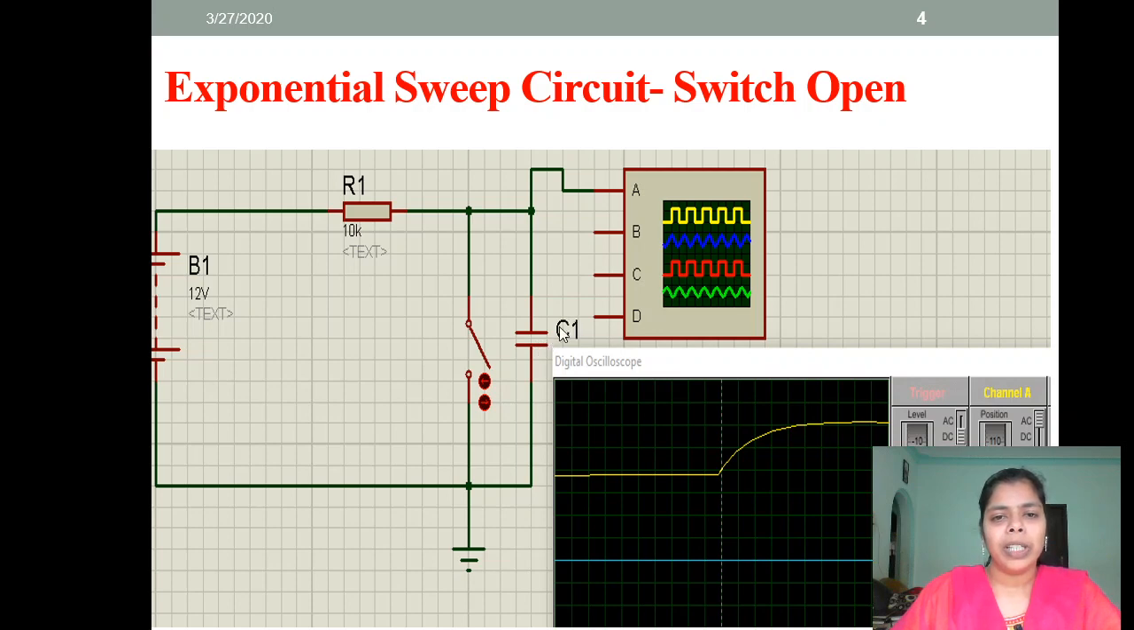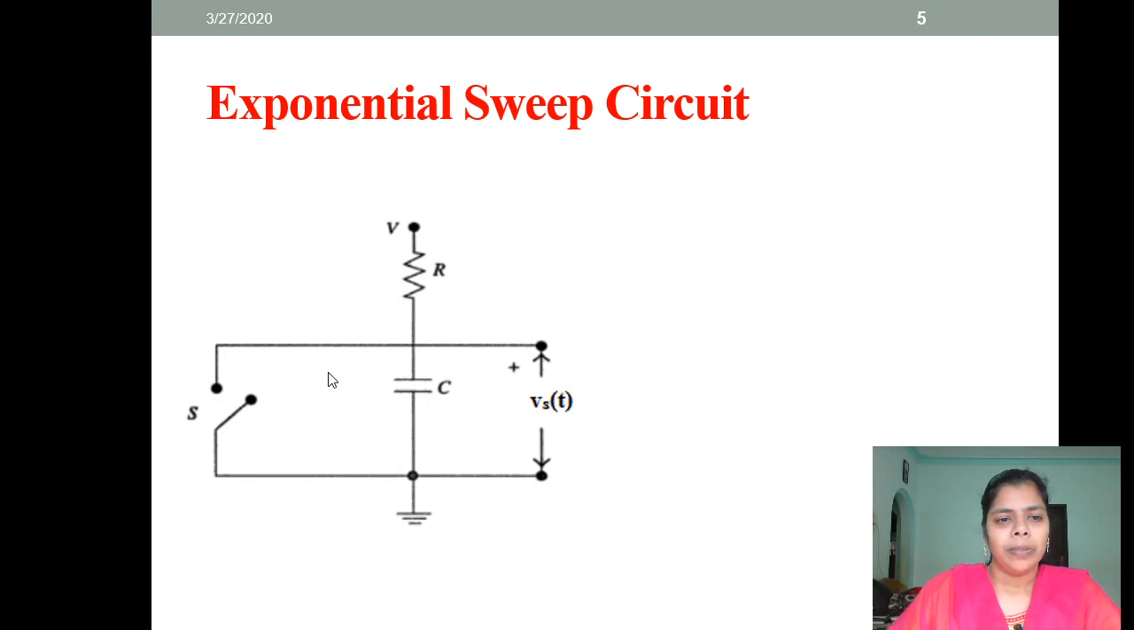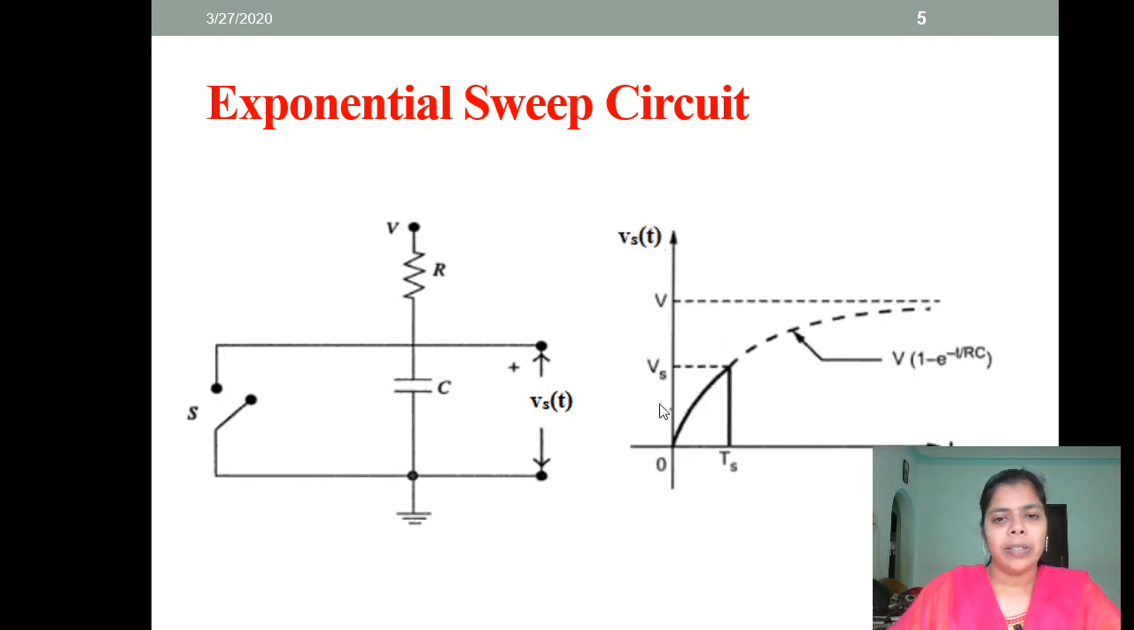If we control the charging of the capacitor, we will be able to get a linear voltage. So, the capacitor charging will be exponential in nature, but if we close the switch in a time duration of sweep time, we will get a linear voltage. If the switch is open, the capacitor can charge to a maximum of supply voltage V. The output voltage of this circuit is given by V into 1 minus e power minus t by RC.